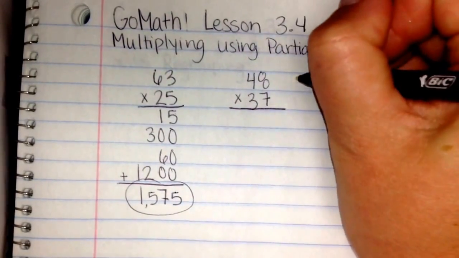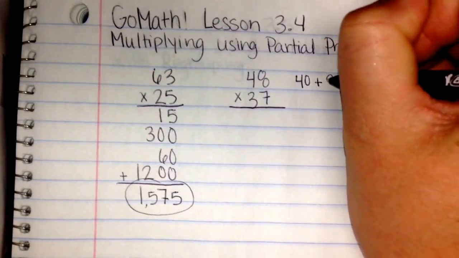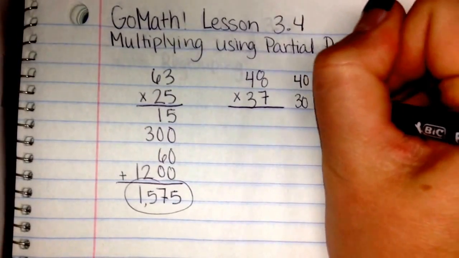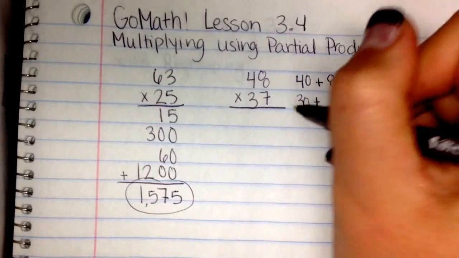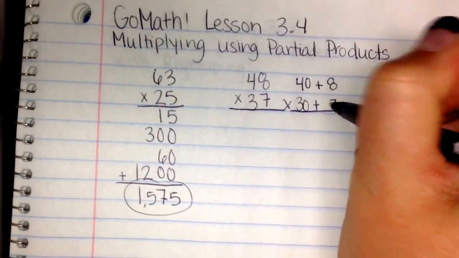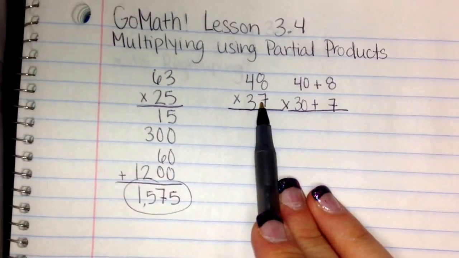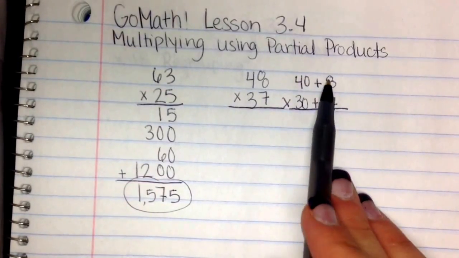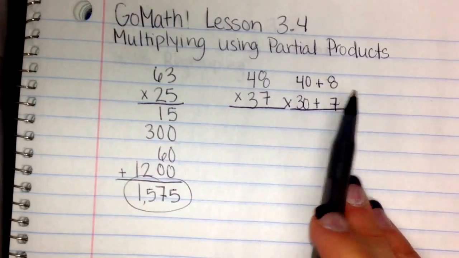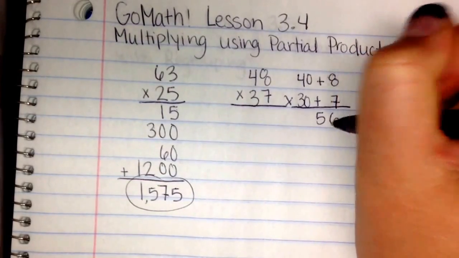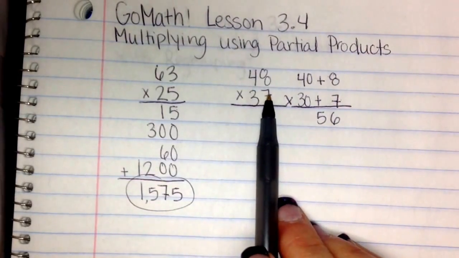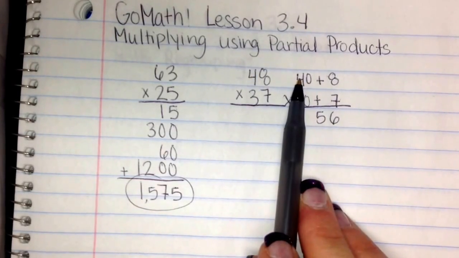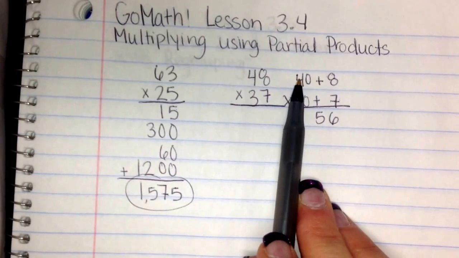So 48 is the same as 40 plus 8. And 37 is the same as 30 plus 7. Now I'm going to multiply these. Since these are equal to this, it's just written in a different way, it will help me keep track of my answers a little bit better. So I still start with the ones place. 7 times 8 is 56, so I write that down. Now, just like over here where I would do 7 times 4, but I have to remember that 4 is really worth 40, I can look over here and see that the 4 is worth 40. It's just a little bit easier to visualize.